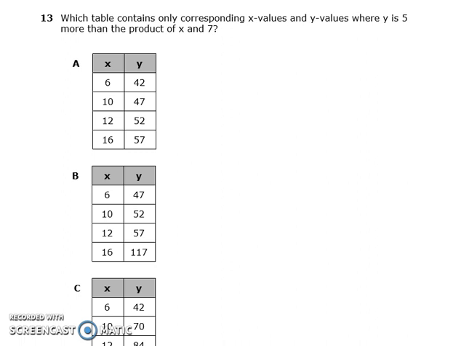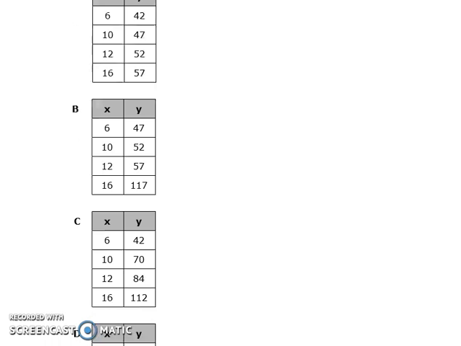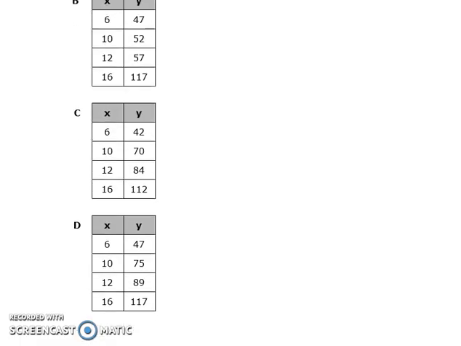Number 13. Which table contains only corresponding x values and y values where y is 5 more than the product of x and 7? A, B, C, or D?